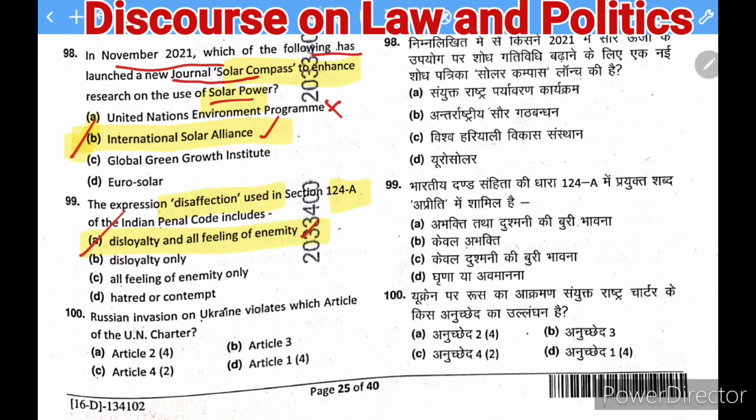Now next question is here: Russian invasion of Ukraine violates which article of the UN Charter? Refer to the article given here, Article 2 Clause 4 of the UN Charter. So it is to be called an infringement of Article 2 Clause 4. Article 2 Clause 4 speaks about the prohibition of the use of force and the use of threat in international relations. So this is how it is a violation of Article 2 Clause 4 here. Moving to the next question.